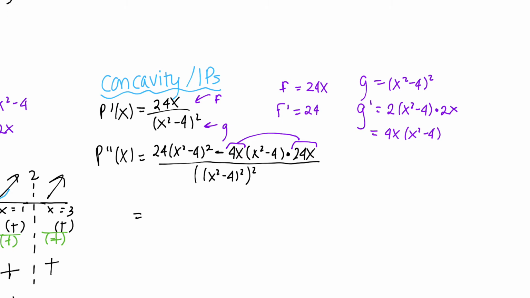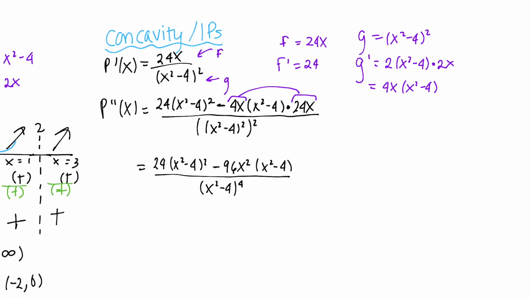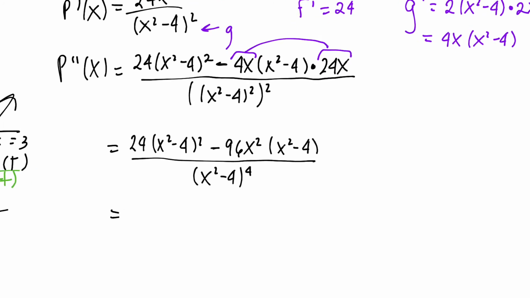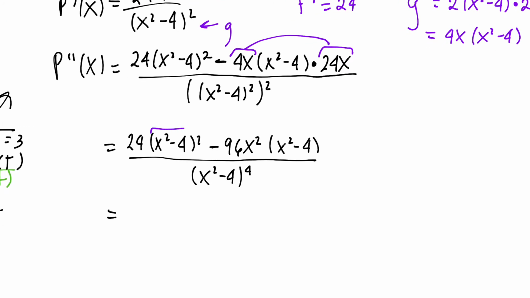4 times 24 is going to give us 96. So I have 24 (x squared minus 4) squared minus 96 x squared times (x squared minus 4). On the bottom, we have (x squared minus 4) raised to the 4th power. So from here, what we can factor out, each of these has an x squared minus 4 in common, and they also have a factor of 24 in common. So I can factor out a 24 (x squared minus 4).